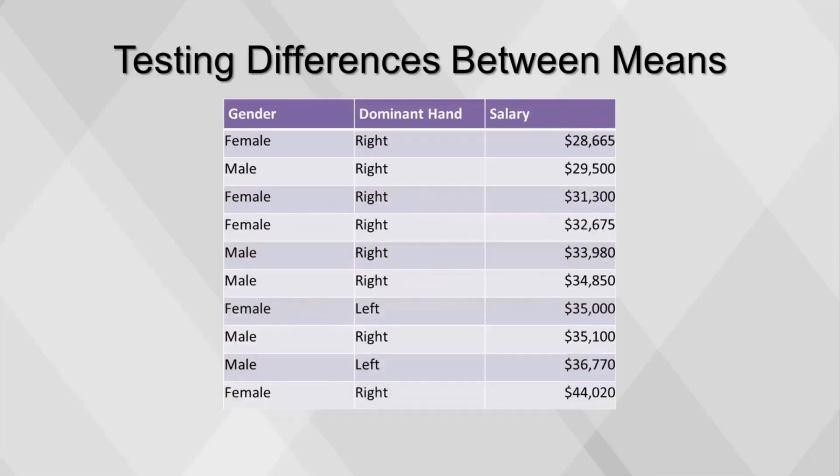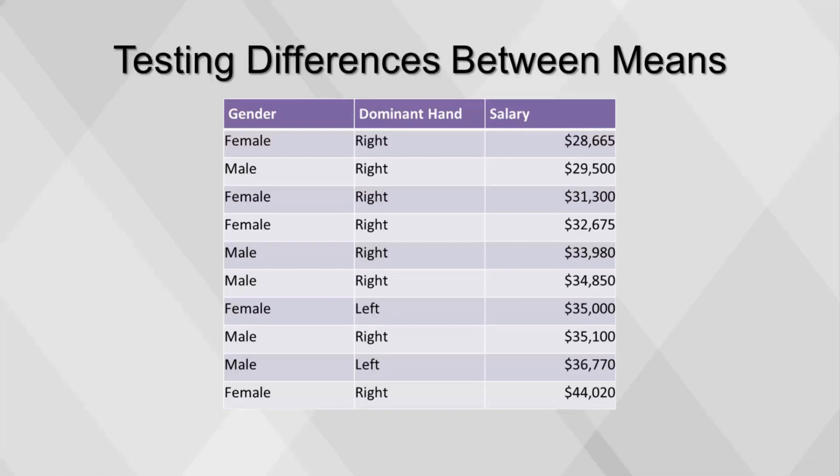Let's return to the question posed at the beginning. Do men make more than women? To answer this question, we can use a statistical test called a t-test. This test requires that we make 3 assumptions about our data, which for now we will assume to be true. The two populations have the same variance. The populations are normally distributed.